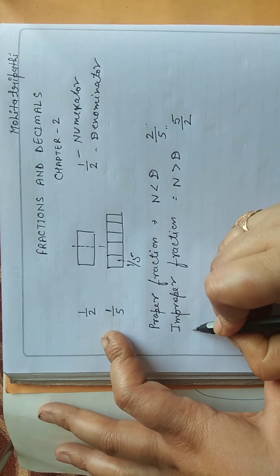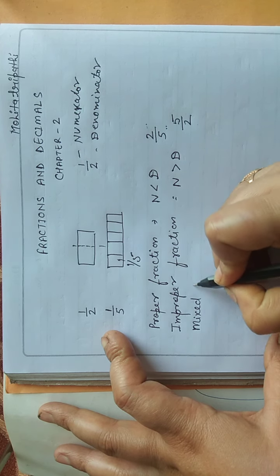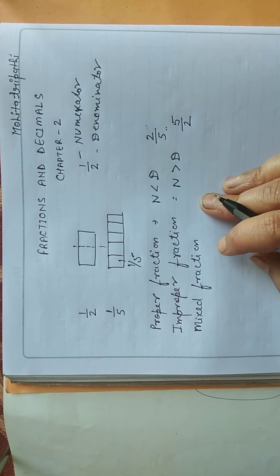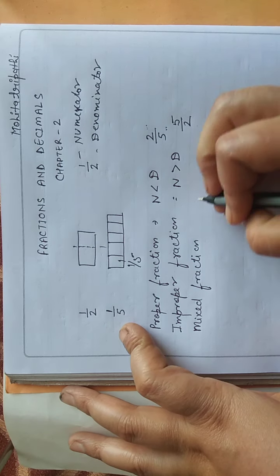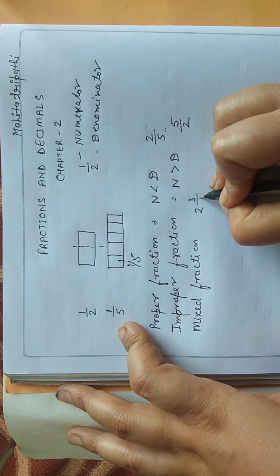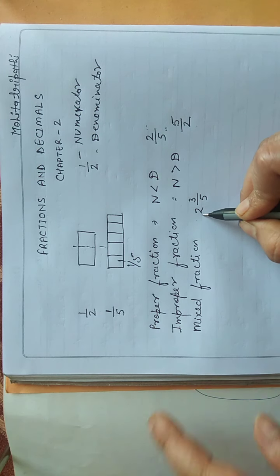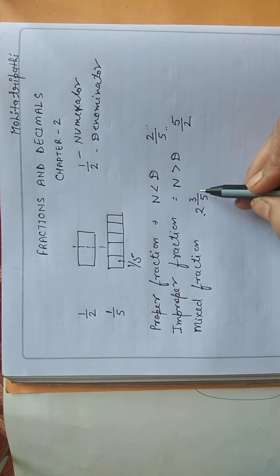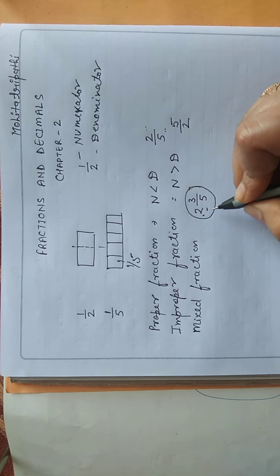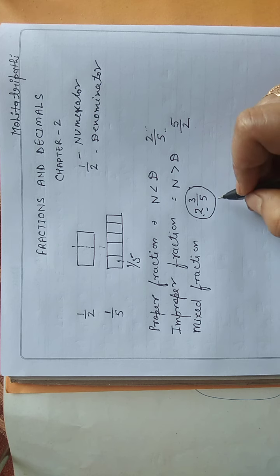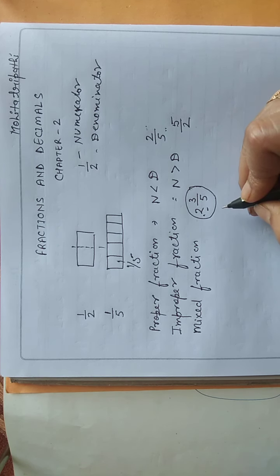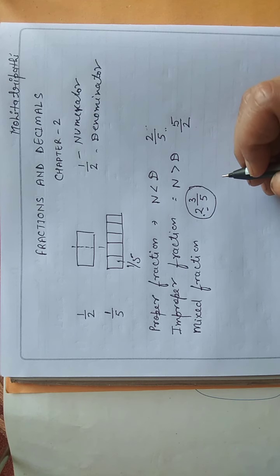The next type is the mixed fraction. As the name says, a mixed fraction is the combination of a whole and a fraction. For example, if it is given 2 3/5, where 2 is the whole and 3/5 is the fraction, this is a mixed fraction, and we can also read it as 2 whole 3/5.